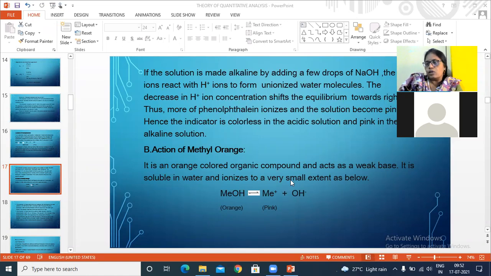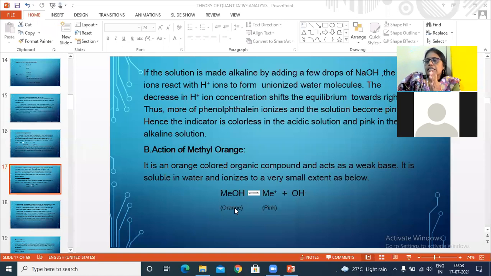It is soluble in water generally and ionizes to a very small extent as below. That is MeOH, methyl orange. Simply we can represent it as MeOH, in equilibrium with Me plus and OH minus. Me plus is a methyl cation, which has a specific color, that is pink. OH minus ion doesn't have any color, and the undissociated form of methyl orange has an orange color.